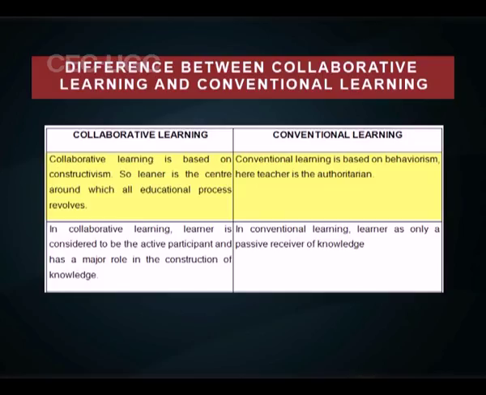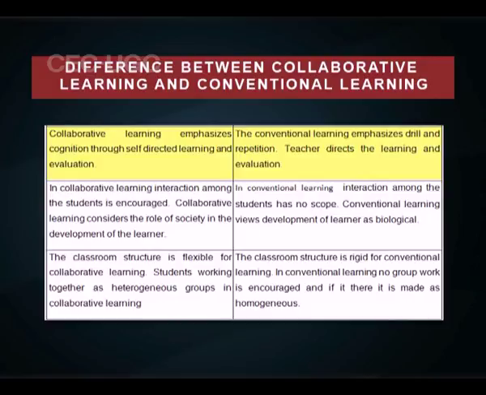Collaborative learning is based on constructivism. So, learner is the center around which all educational process revolves. But the latter is based on behaviorism. Here teacher is the authoritarian. In collaborative learning, learner is considered to be the active participant and has a major role in the construction of knowledge. On the other hand, in conventional learning the learner is only a passive receiver of knowledge.